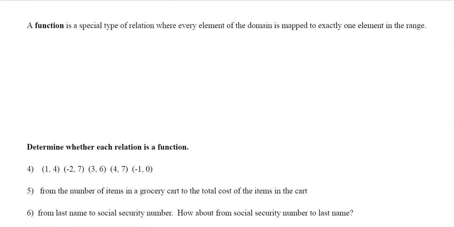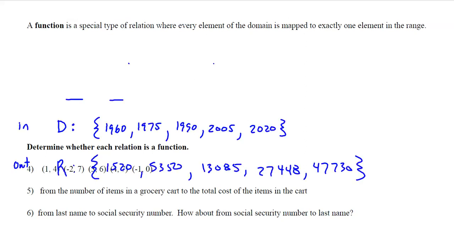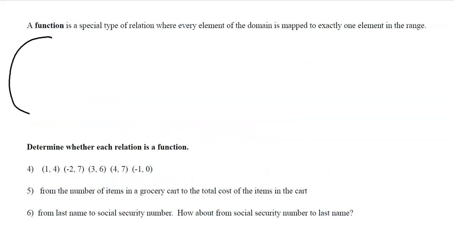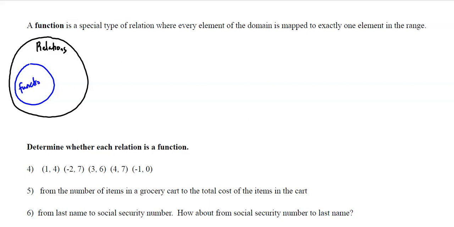All right, a function is a special type of relation. So if you think about a Venn diagram, and you think about, let's say all of this stuff in here are relations. Well, there's a subset that are called functions. So they're a special type of relation where every element, every object in the domain is mapped to exactly and only one element in the range. So every x is being mapped to its own unique y value.